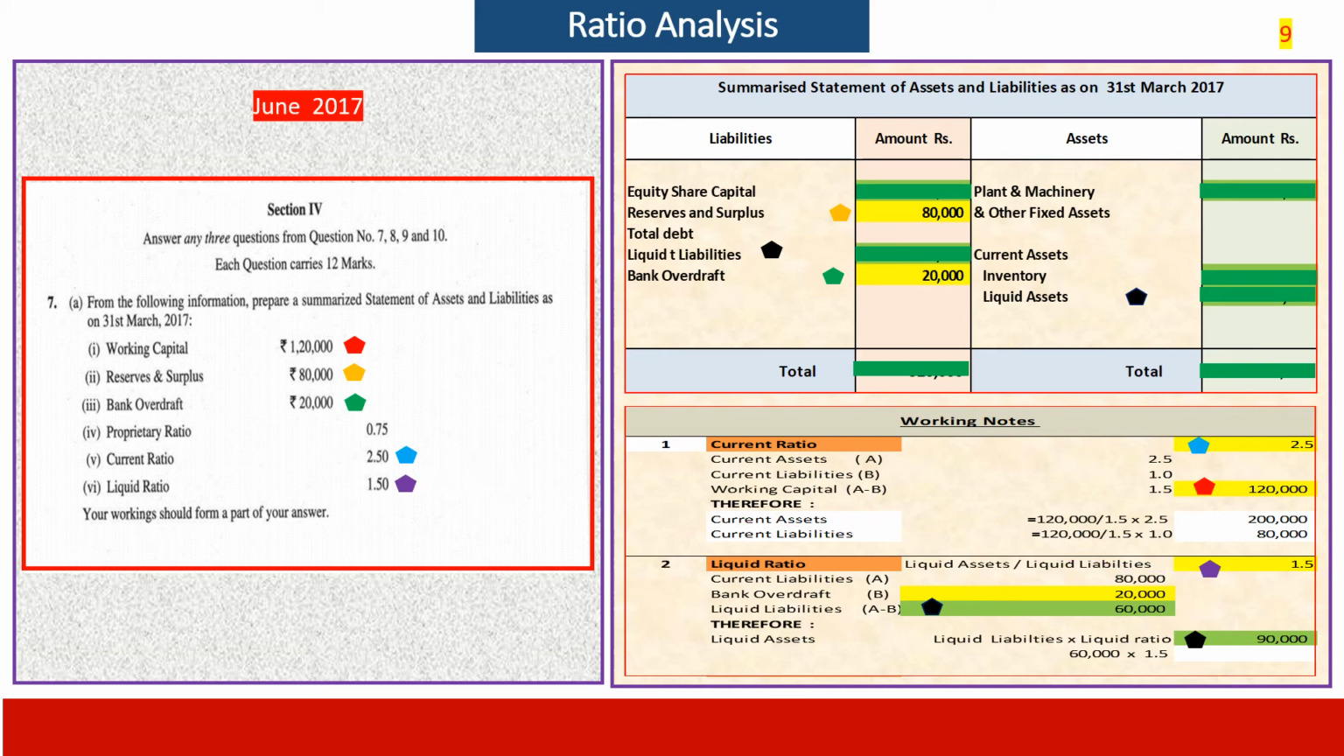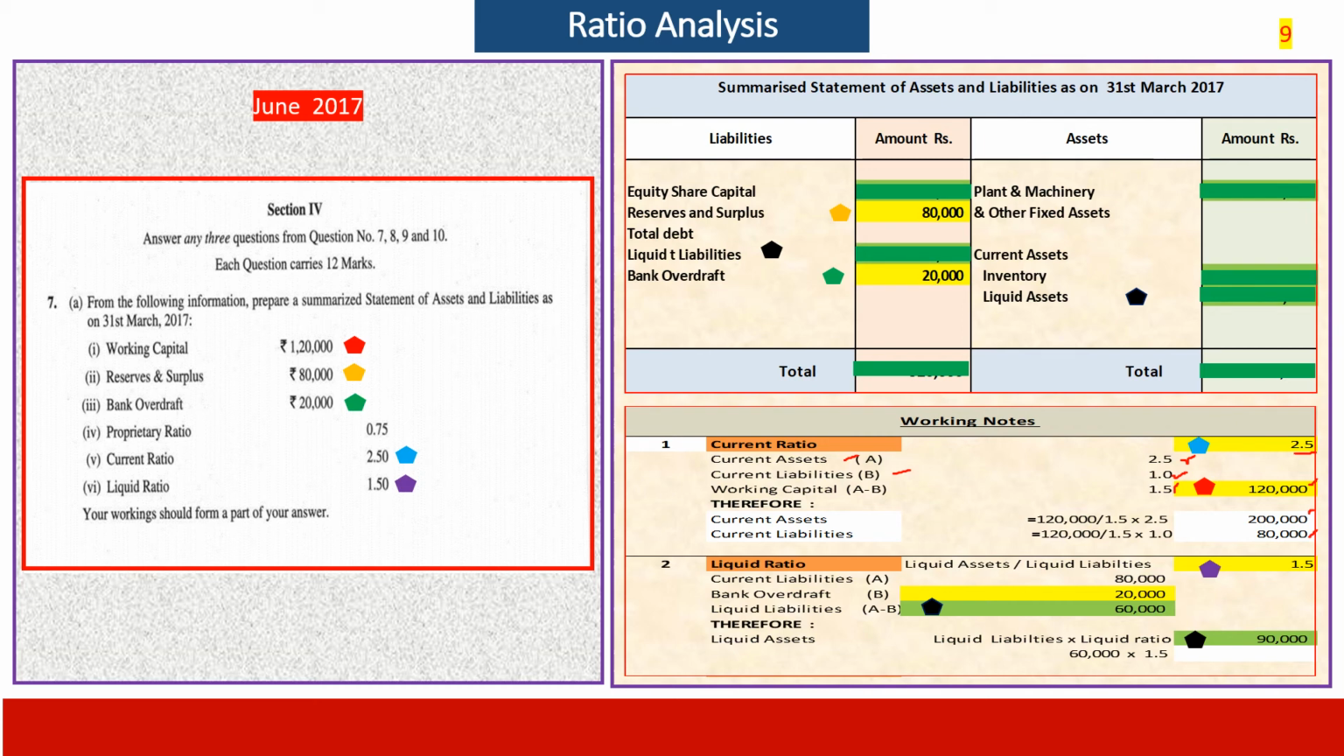We just repeat what we did in the other problem. 2.5 is current ratio, which is nothing but current assets divided by current liabilities is 2.5. If current assets is 2.5, current liabilities is 1. Working capital is nothing but A minus B, which is 1.5. If 1.5 is 1,20,000, how much is 2.5? That is our current assets. And if 1.5 is 1,20,000, how much is 1? That is 80,000. Same as the previous problem. We have got current assets and current liabilities.